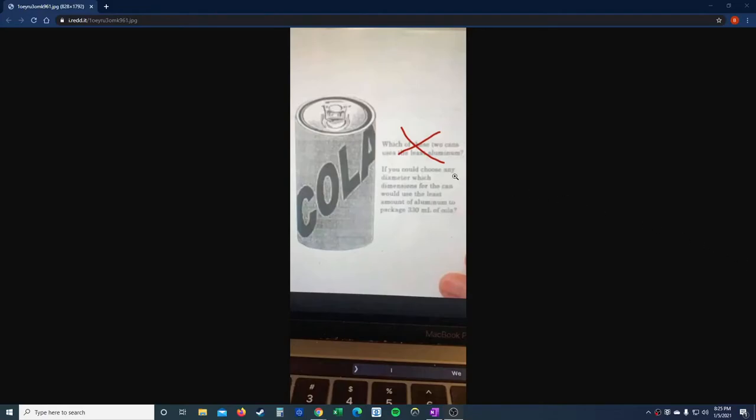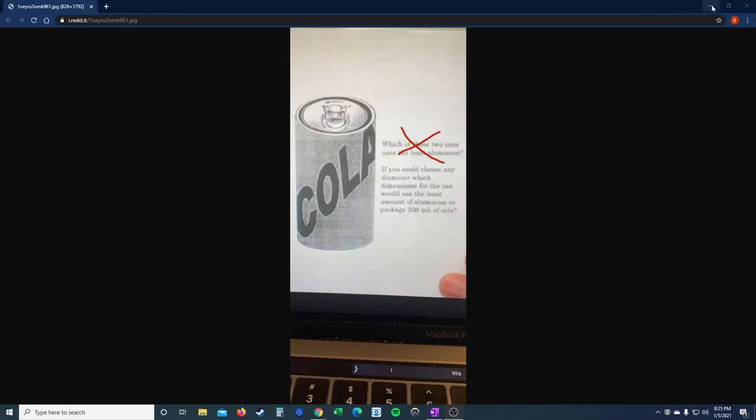Hello, everyone. Today we have an 8th grade elementary school problem. This problem is a mixture of algebra and geometry concepts combined. Over on Reddit, someone is looking for help with this problem. The question is, if you have a can of cola, and you can choose any diameter, which dimension for the can would use the least amount of aluminum to package 330 milliliters of cola?